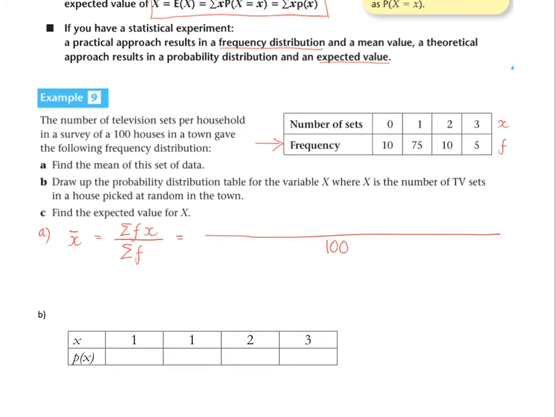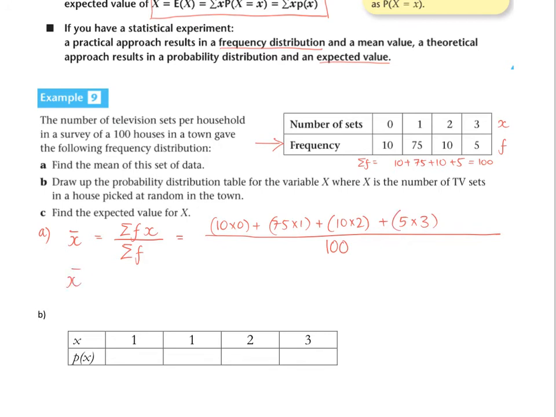If not, we would add these up to get the sum of the frequencies. So it would be 10 plus 75 plus 10 plus 5. So that's a good check just to make sure that you've got 100 there. But we're told in the question. Then we want to do F times X. So the first one is 10 times 0 plus 75 times 1 plus 10 times 2 plus 5 times 3.